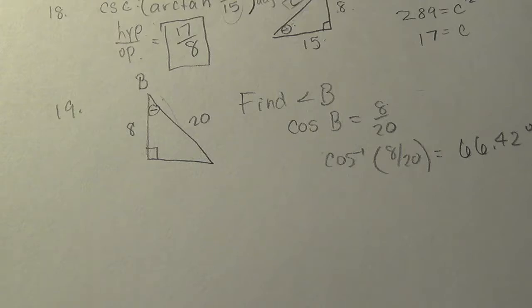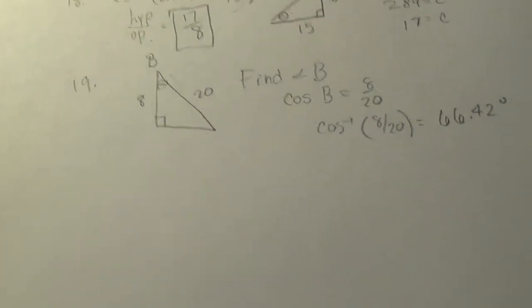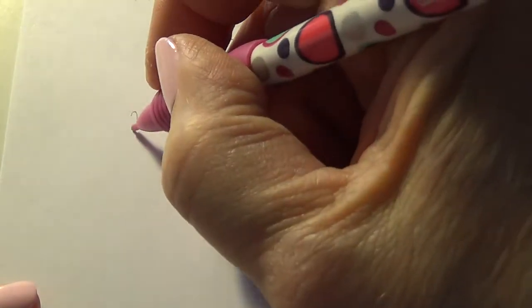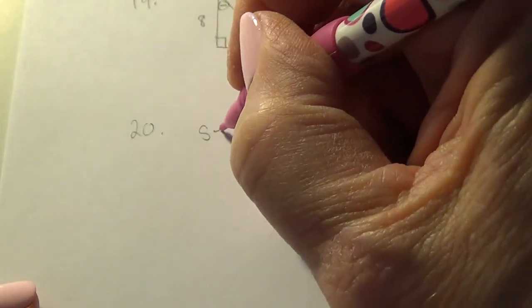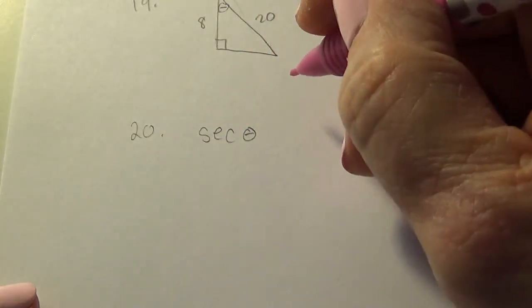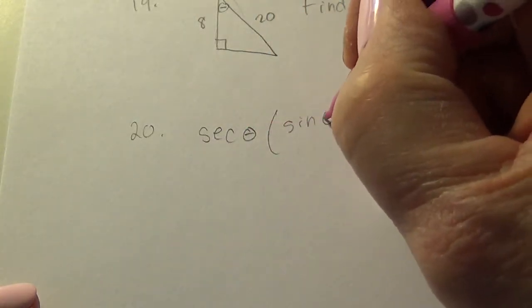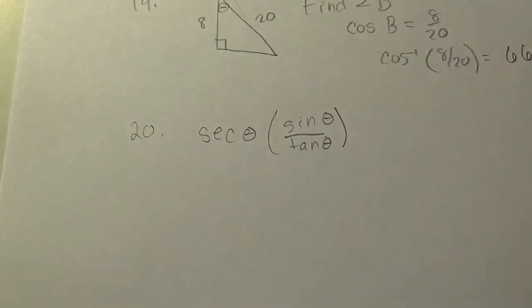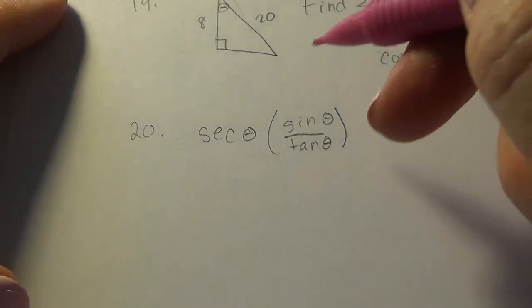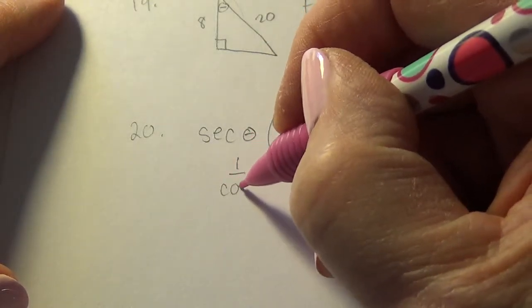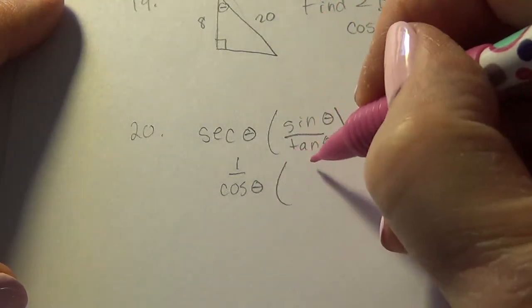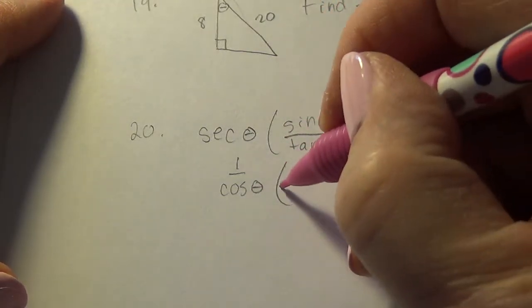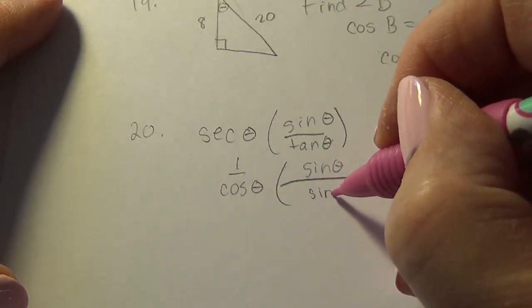Alright, number 20. Use the fundamental identities to simplify. We have lots of identities, I think like 30 some. And I have secant theta times sine theta over tangent theta. One of the strategies that I expect you to remember is to change everything to sine and cosine. So secant is 1 over cosine, and sine is sine, and tangent is sine over cosine.